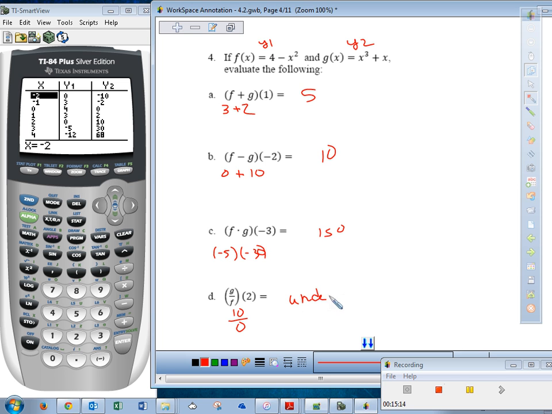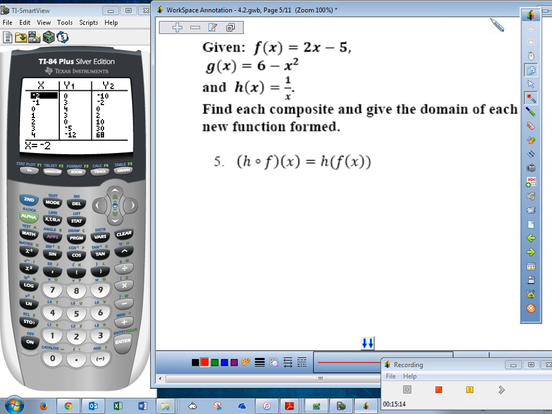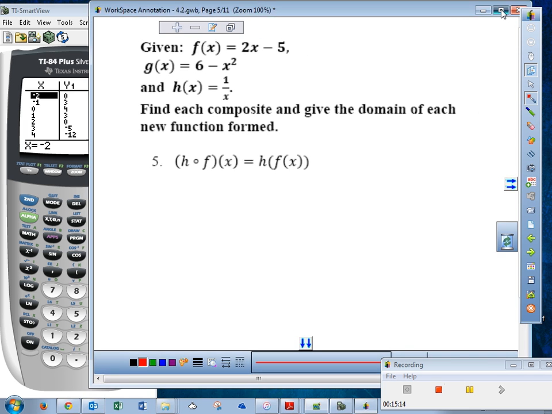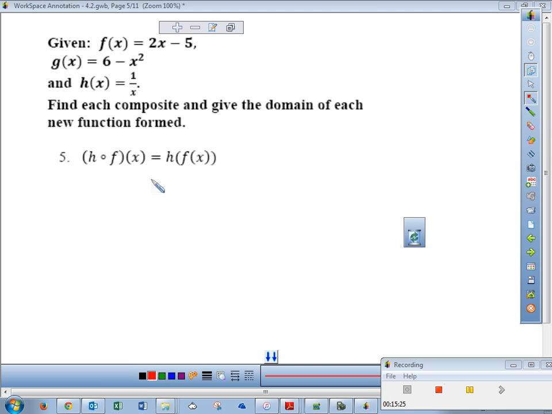Undefined. Can't happen, man. Thou shalt not divide by 0. Sweet. Now we see composites. We see the open circle, correct? Open circle, so composite. H of f of x. Again, we need to go through our original functions and find any restrictions in their domains before we get going.